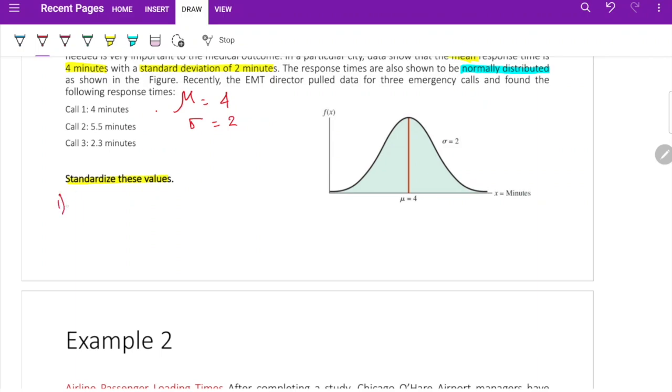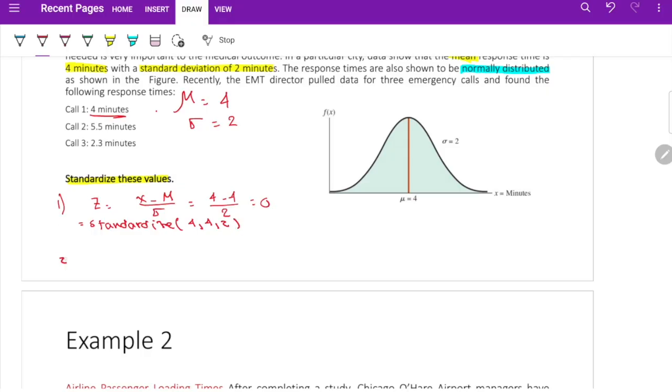Either use the formula Z equals x minus mu over sigma, which is 4 minus 4 divided by 2, which is 0, which is correct. The standardized value is 0 because it's the mean, it's in the middle. Or you can use the Excel function STANDARDIZE with 4, 4, 2. Then you should get the same answer.